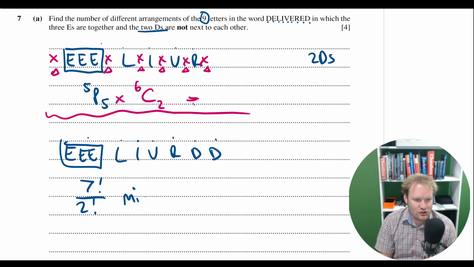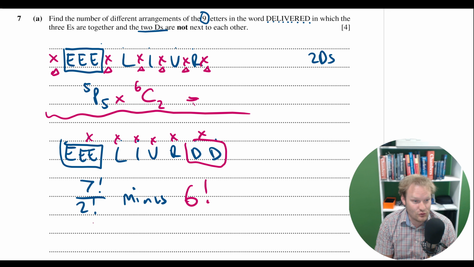And let's subtract the options where the D's are together. In that case, if the D's are together, we've now got 6 objects with no repeats. So 7 factorial over 2 factorial is all the options, minus 6 factorial where the D's are together.